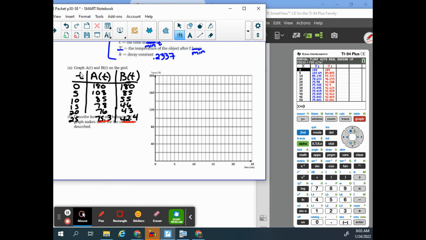So my blue graph is my A of t. And I have 180. At 5, I have 108. And at 10, I have 85. 15 is 78. And then we have 76. And it's really hard to get these perfect, but about there. Okay. So here is my A of t graph.